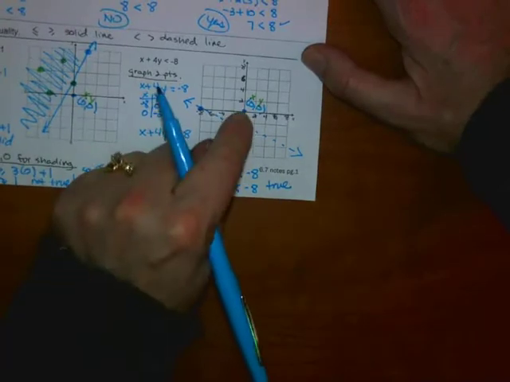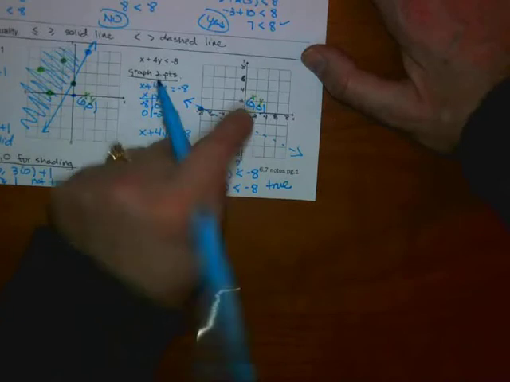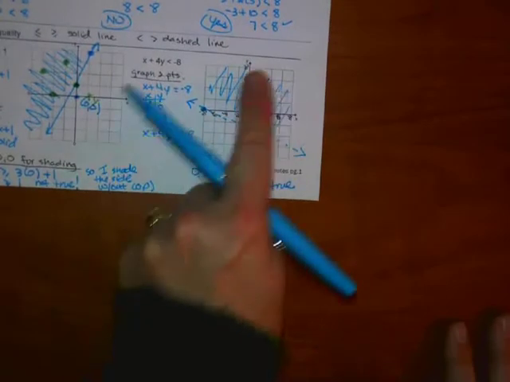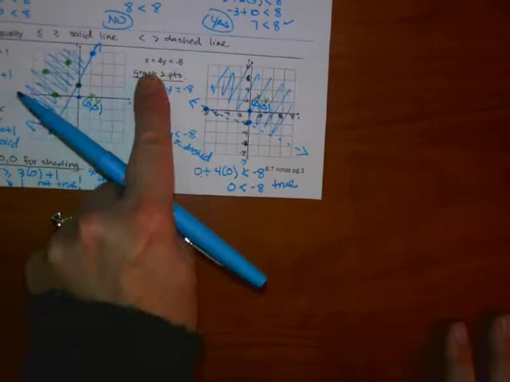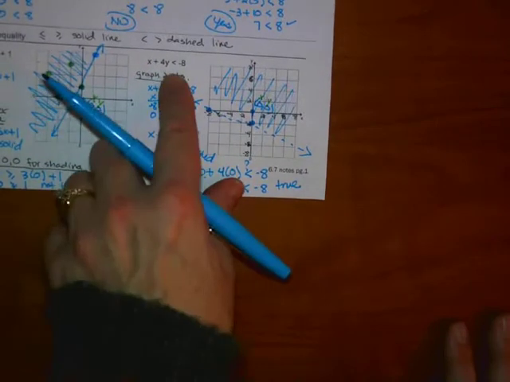So I have to shade the side that has 0, 0, because 0, 0 is a solution. So I'm going to shade that. Now this tells me that any single point up here is going to make that inequality true. You're graphing all the solutions for that inequality. Okay? So turn it over. Let's do some more.